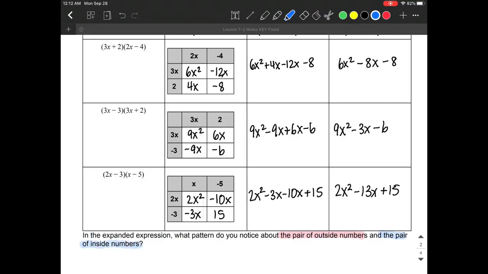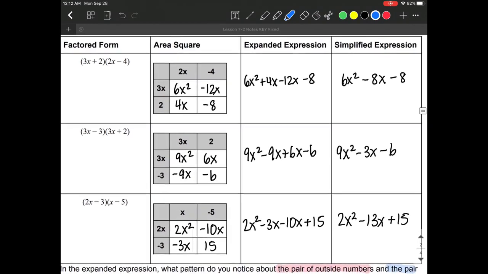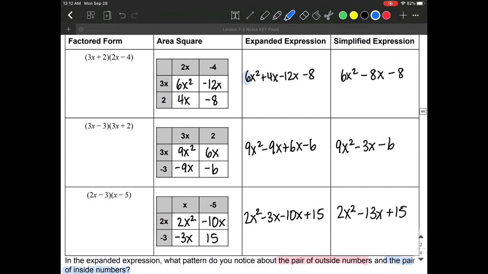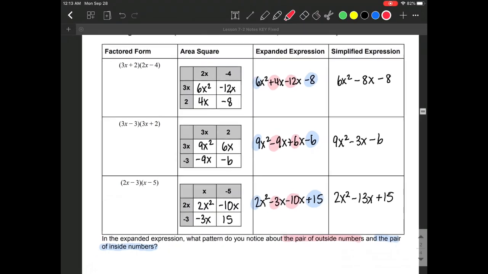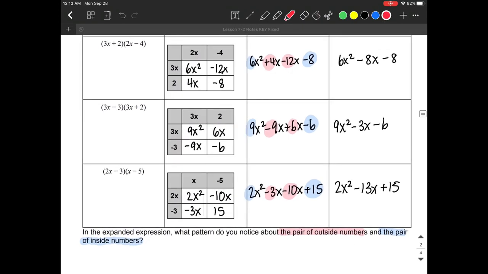Ideally, we would have done this in a classroom, and you would have really analyzed this, but I'm not going to waste your time. So I'm just going to tell you, if you look at the pair of outside numbers and the pair of inside numbers, you should see a pattern in the expanded form. If I look at the outside numbers, I have 6 and negative 8, 9 and negative 6, 2 and positive 15. And then the inside numbers, I have positive 4 and negative 12, negative 9 and positive 6, negative 3 and negative 10. I'm going to look if I see a pattern between those.